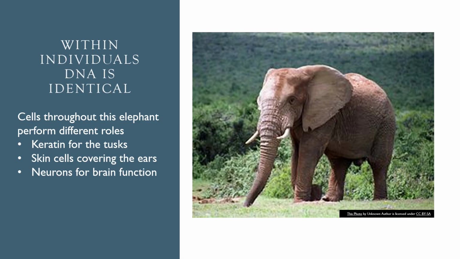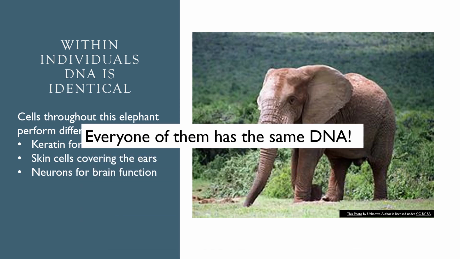So in every cell within an individual, the DNA is exactly identical. So cells throughout this elephant, they may perform different roles. There's keratin for the tusk. There's skin cells covering the ears. There's neurons for brain function. Lots of different cell types. But the one key is every one of them has the exact same DNA inside its nucleus.